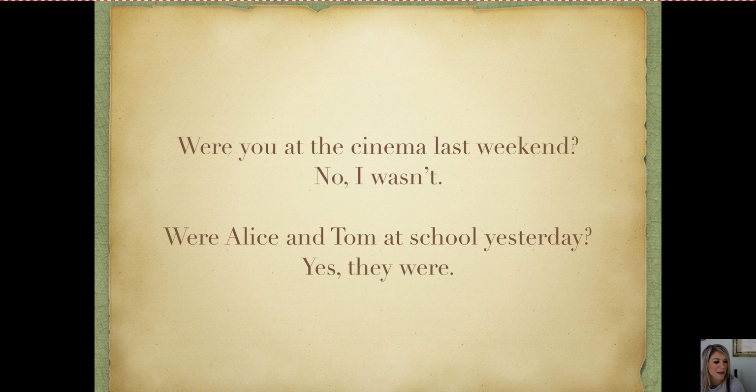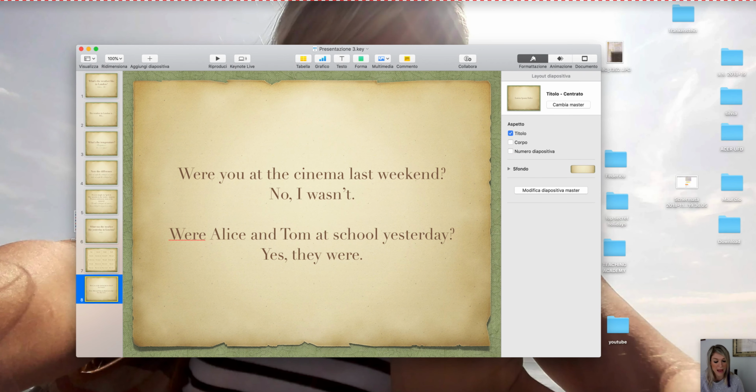A couple of examples with questions and short answers. Were you at the cinema last weekend? No, I wasn't. Were Alice and Tom at school yesterday? Yes, they were. So remember that we have the full form in positive answers and the short form in negative answers. That's all for now.